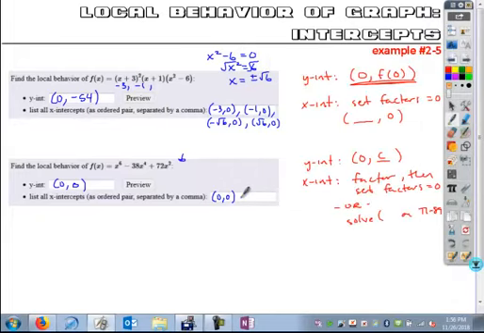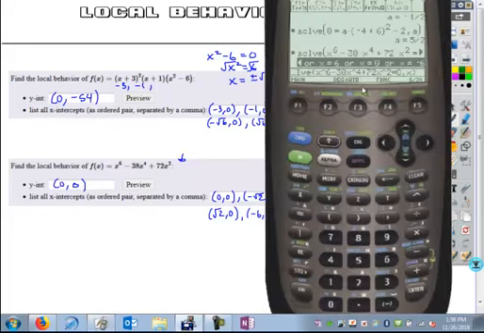So I'm going to have 0, 0, which, again, any y-intercept that's the origin is also going to be an x-intercept. I had plus and minus root 2, so negative root 2, 0, and root 2, 0. I had plus or minus 6, so negative 6, 0, and 6, 0. So these are going to be my solutions here. I think that was all of them.